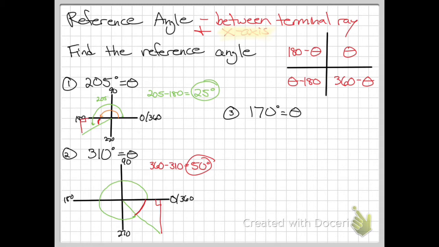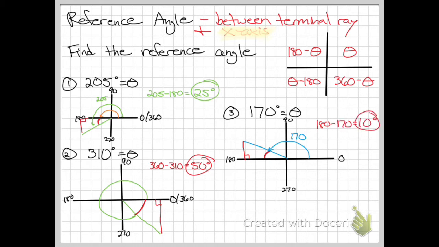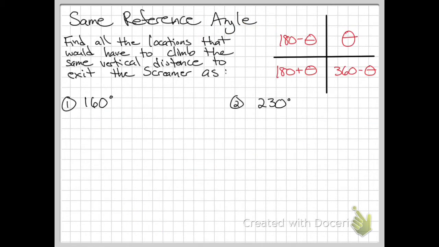Pause the video and try number 3. So 170 degrees, it's positive, so it's counterclockwise, not quite to 180. Connect it with the x-axis. The angle we're looking for is right here. Hopefully you can see that those two angles make 180, which is why in quadrant 2, 180 minus theta gives you your reference angle, 10 degrees. Okay, let's see what's next.